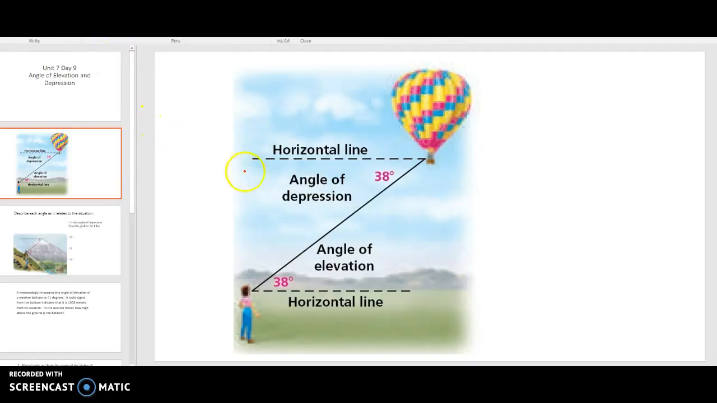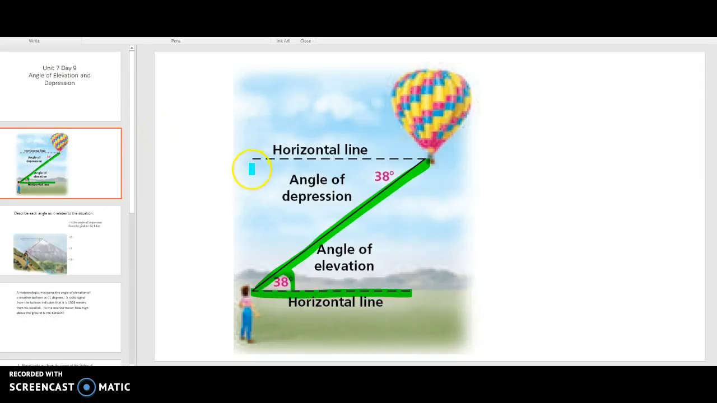elevation and depression. Now, when someone stands and looks out straight, you have your horizontal line of sight here. But then as you start looking up, you create an angle with your horizontal line of sight and the object you're looking up at. That there is called the angle of elevation.